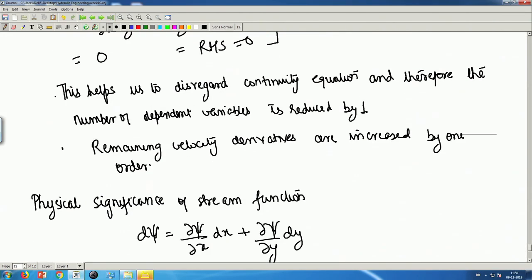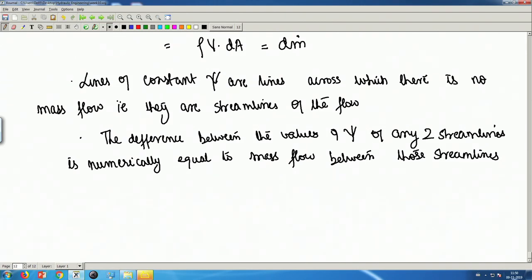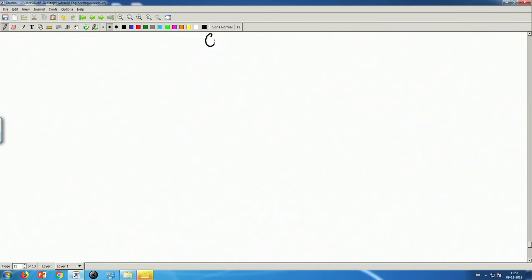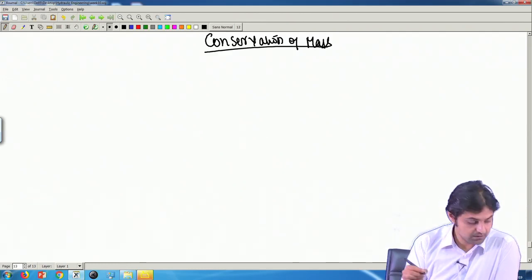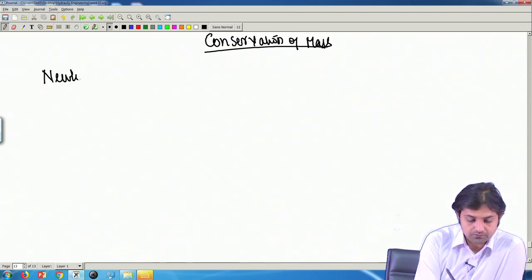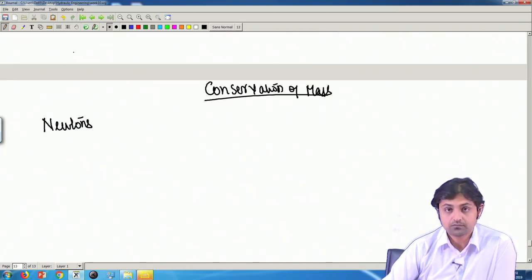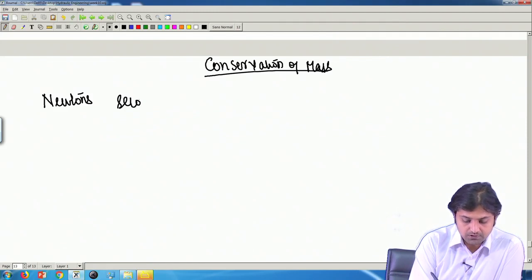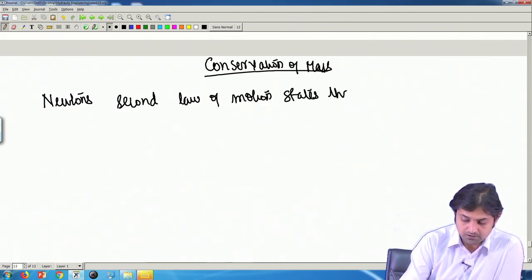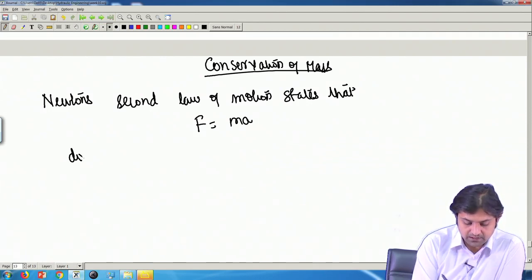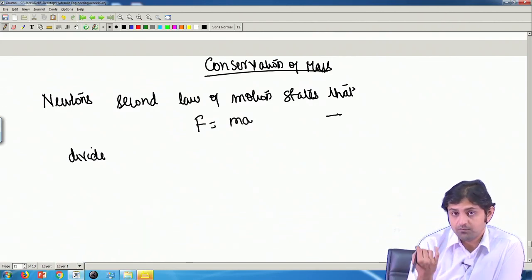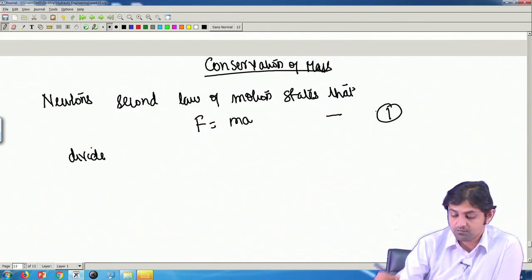Now we are going to the conservation of mass. So I think it's the right time to start a new page. All right, so we write conservation of mass. Newton's second law of motion states that F is equal to mass into acceleration. I am again writing equation number 1 because we started a new topic. We call this conservation of mass, so this is equation number 1.